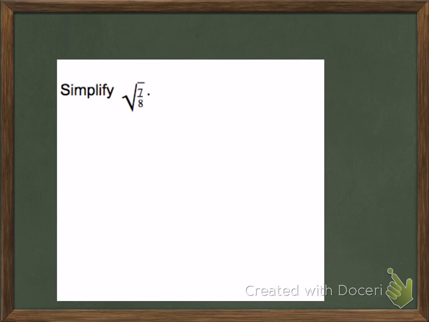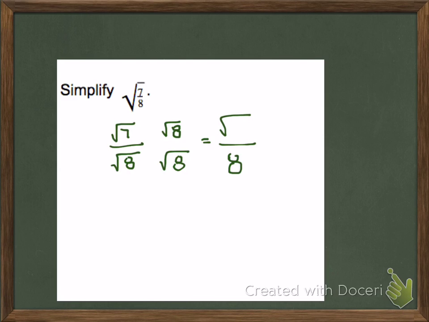So we're going to practice again. I have the square root of 7/8, and I can break that down into the square root of 7 over the square root of 8. I could immediately multiply by the square root of 8 in both the numerator and denominator, just like the last one, to get rid of the radical sign in the denominator. Multiplying the square root of 8 times the square root of 8 would just give me 8. And the square root of 7 times the square root of 8 would give me the square root of 56.